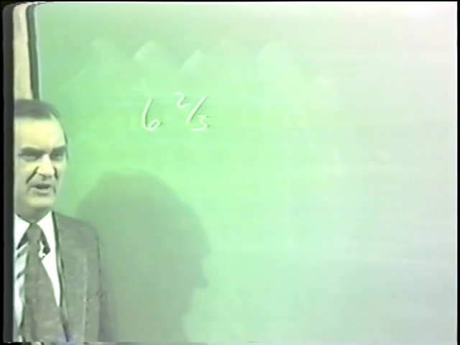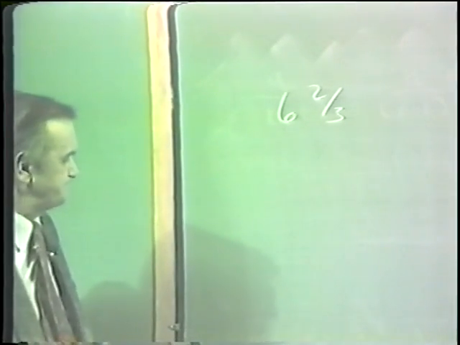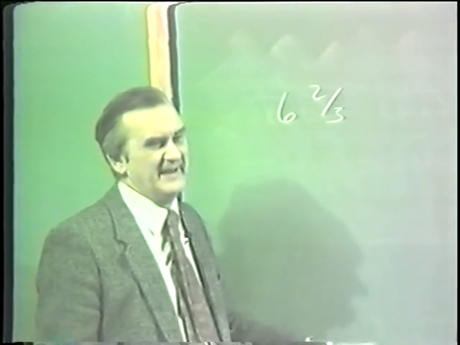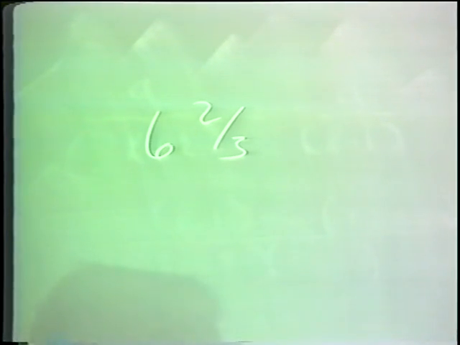And let's go back to arithmetic. On the board, I have what's called a mixed number, 6 2/3. An arithmetic mixed number is made up of a whole number and a fraction. Now, in math, we cannot play with mixed numbers. So what we have to do is change this mixed number to its equivalent fraction. We want to change 6 2/3 to its equivalent fraction.